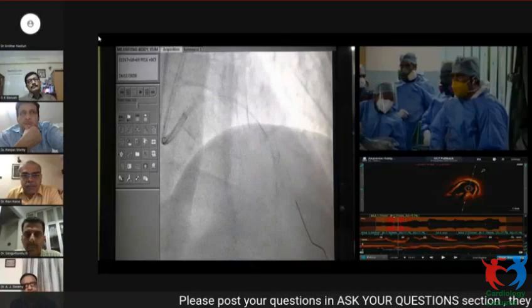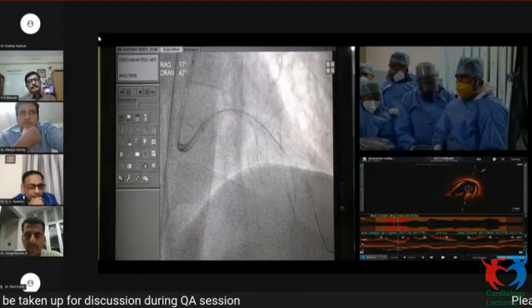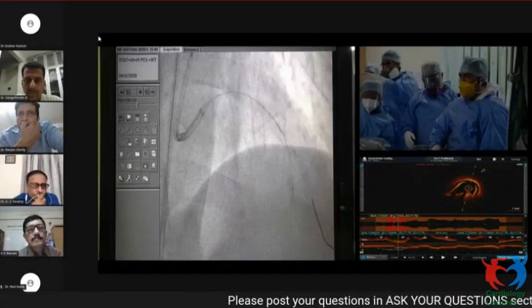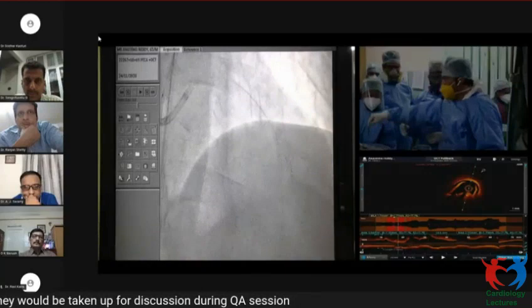Ideally, even for the kissing, it is recommended that we use short NC balloons now. NC balloons short, less than 10 millimeters. Because the polygon of confluence will always have a larger diameter than either of the two branches. I think we'll remove this diagonal. Yeah, remove this. Remove that.